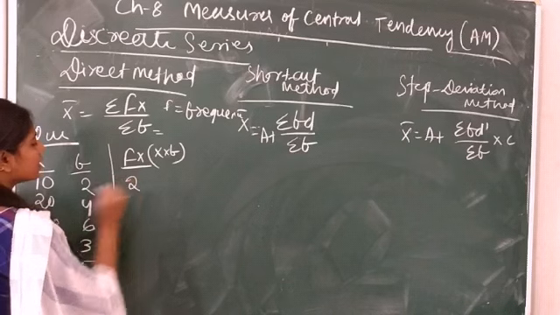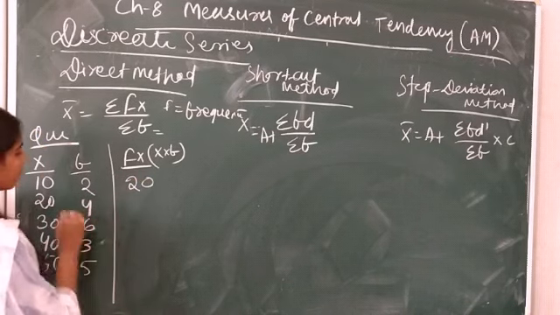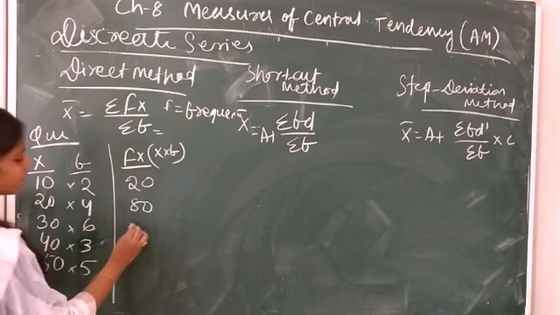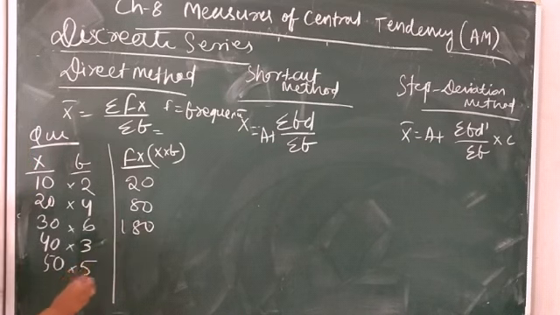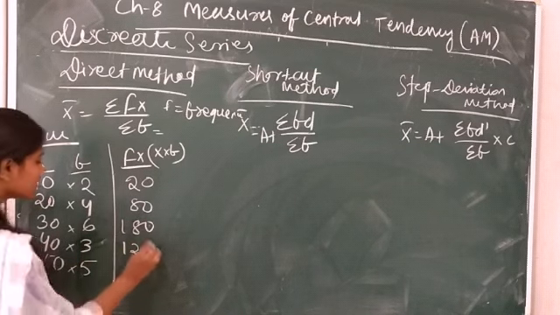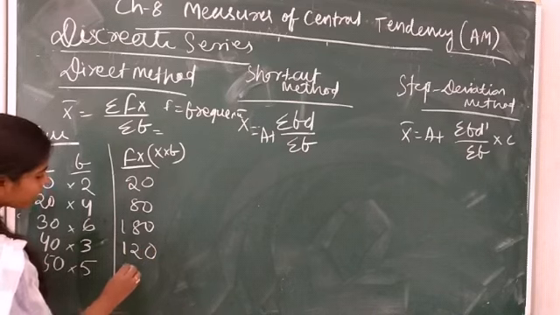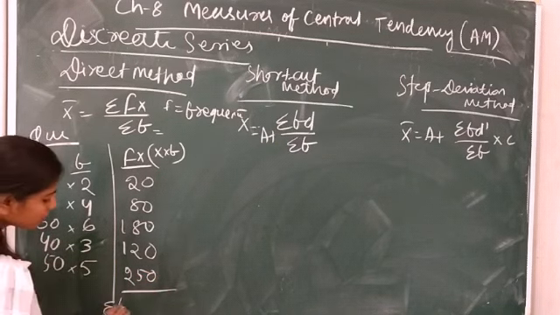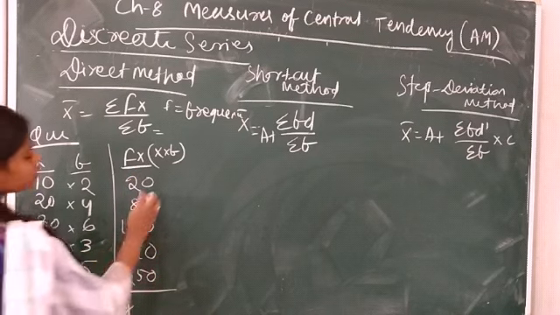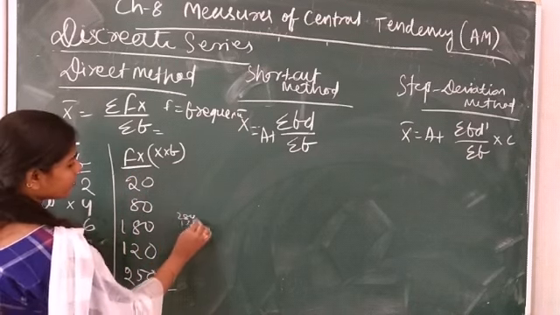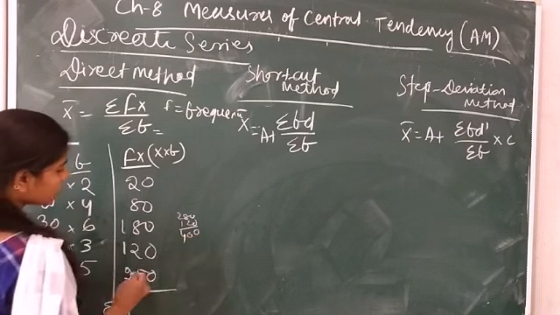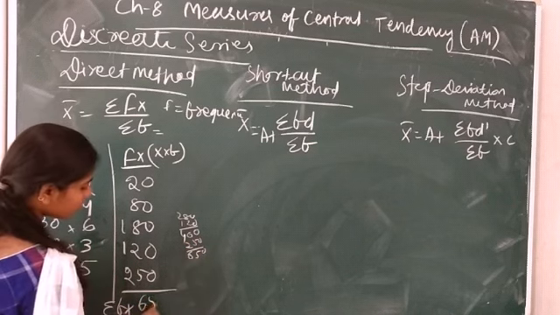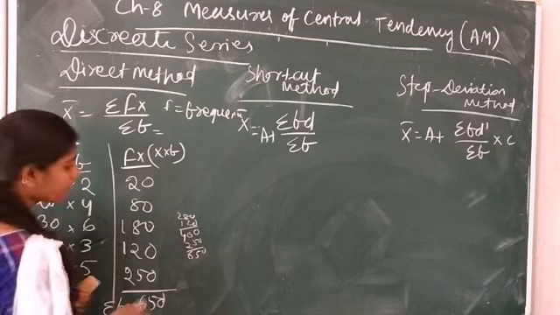So 10 into 2 equals 20. 20 into 4, just multiply all this. So 20 into 4 equals 80. 30 into 6 equals 180. 40 into 3 equals 120, and 50 into 5 equals 250. Now summation of fx, that means add all these numbers. 20, 80, 180, 120, 250. That's it. The sum of fx is 650.